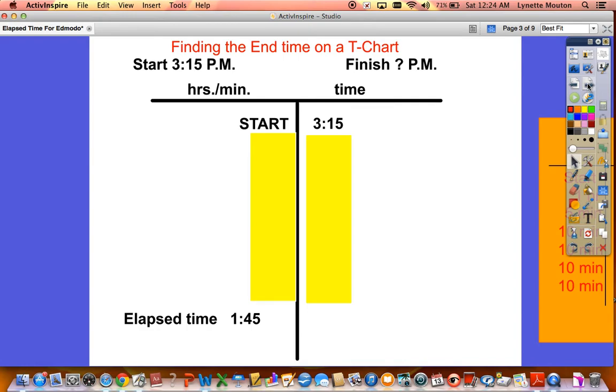This time we're going to use the T-chart not to find the elapsed time because they actually give it to us right down here, 1 hour and 45 minutes. Remember that you might see it in that format, or you could see it written as 1 HR and 45 MIN. We're going to just abbreviate hour and minutes.